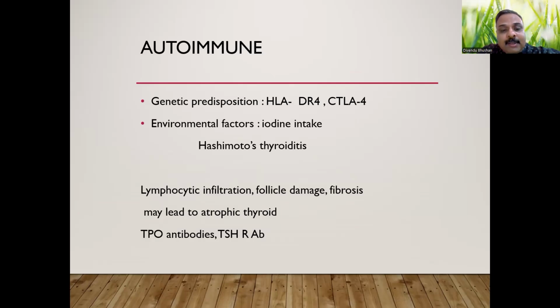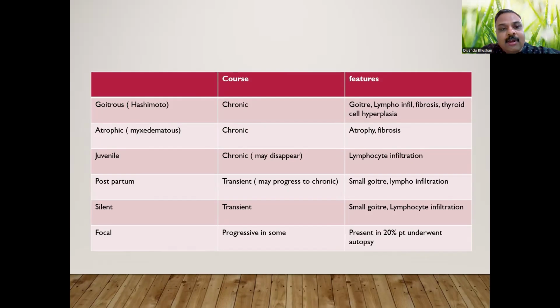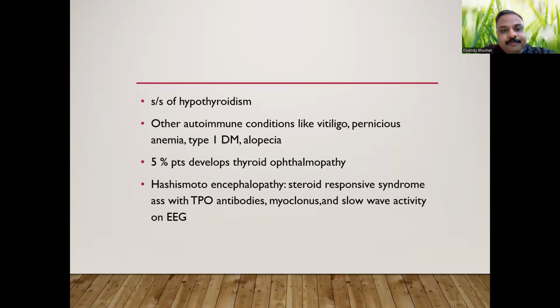The pathophysiology is by the lymphocytic infiltration, follicle damage, and fibrosis. It may lead to atrophic thyroiditis in the course. The main pathological thing is the TPO antibodies, which destroy the enzymes, and TSH receptor antibodies. So we can see the various types of thyroiditis and their codes and classical features. Autoimmune thyroiditis can be associated with other autoimmune conditions like vitiligo, pernicious anemia, type 1 diabetes, and alopecia. 5% of patients develop thyroid ophthalmopathy.